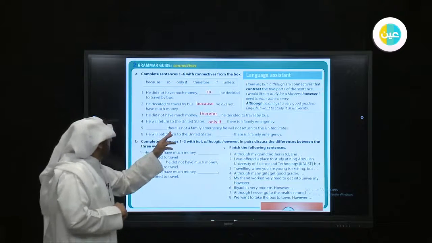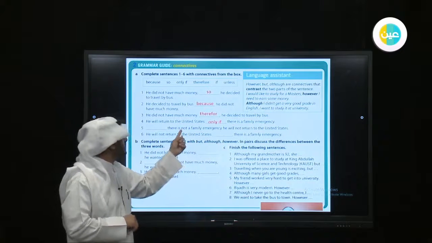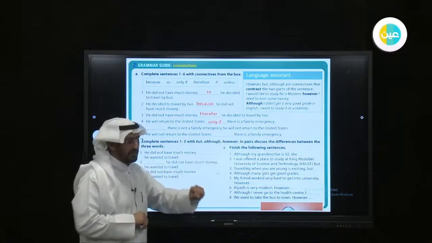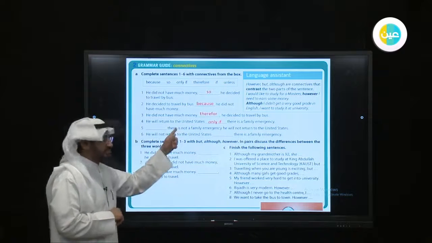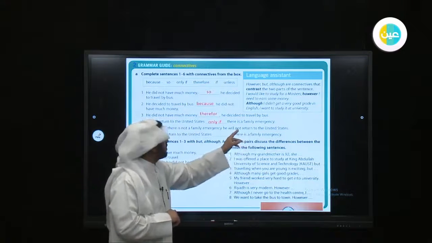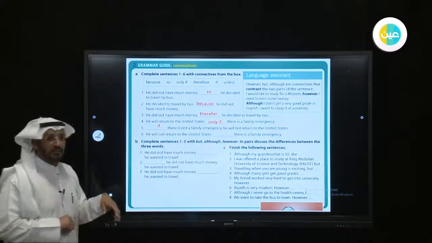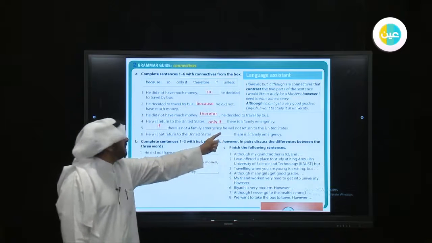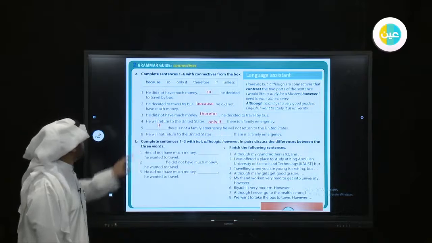Fifth example. There is not a family emergency. This is negative, not a family emergency. He will not return to the United States. This is effect. This is reason. Another part is effect. Not, will not, negative. The correct answer is if. If there is not a family emergency, he will not return to the United States. Four and five are different.